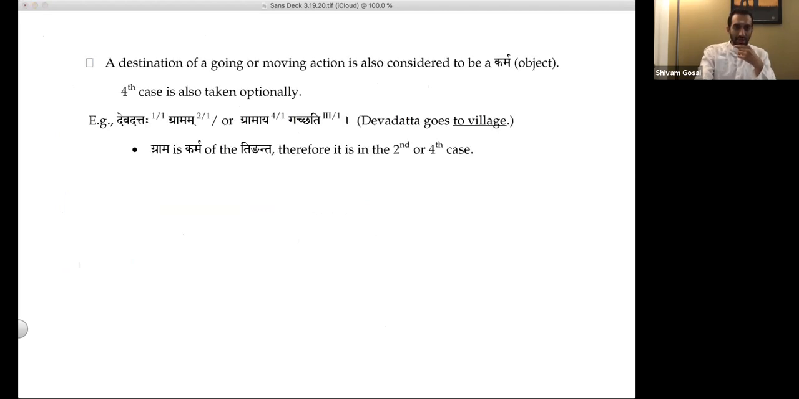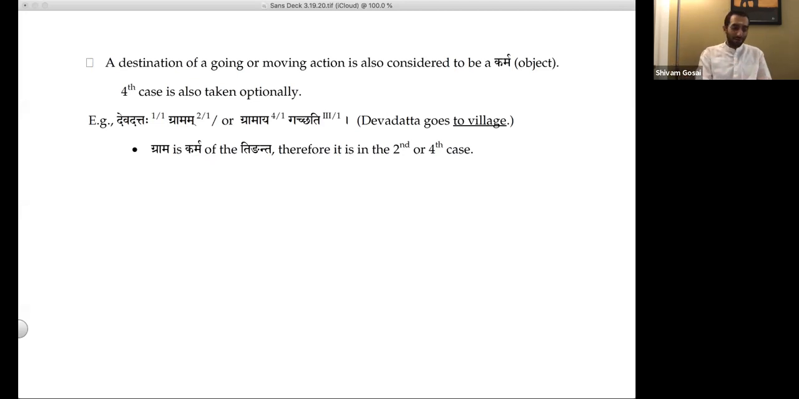All right. Okay. Now, this is not anywhere in your book on this page. I took this from the second case. When we talked about the second case, this note happened to come up. But we get an example like this in the homework, so I wanted to bring it up, that a destination of going or moving action is also considered to be a karma.